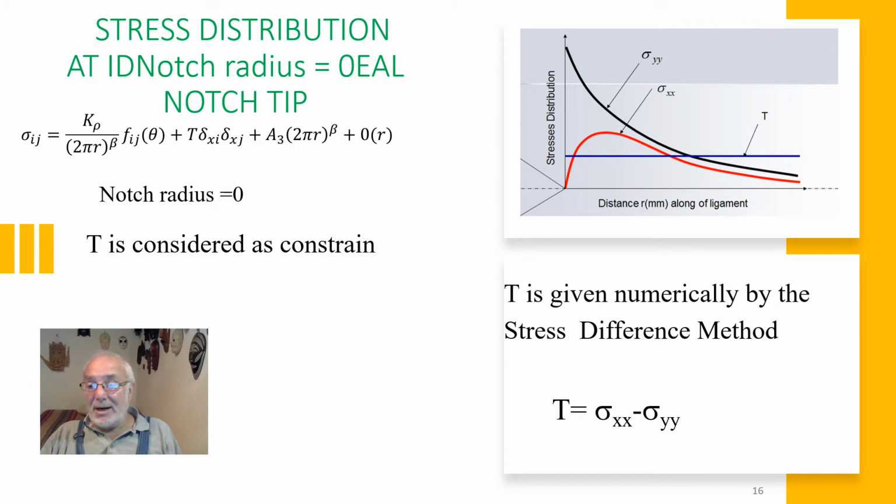In numerical analysis, the T-stress is given by the stress difference method, which consists of making the difference between sigma y and sigma x. You can see that after the maximum of the sigma x stress distribution, the T parameter is constant.